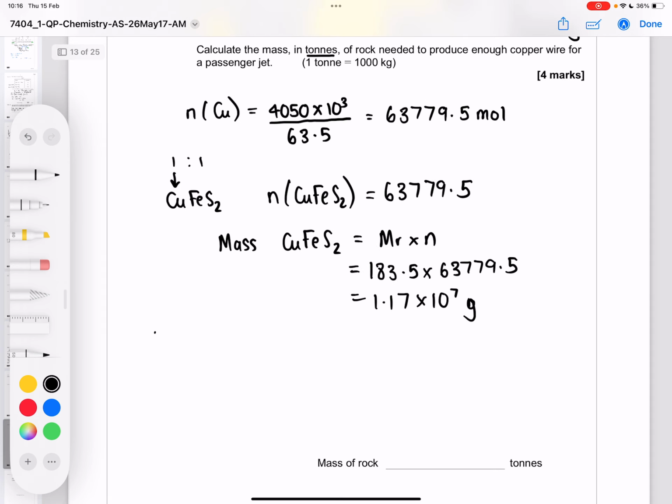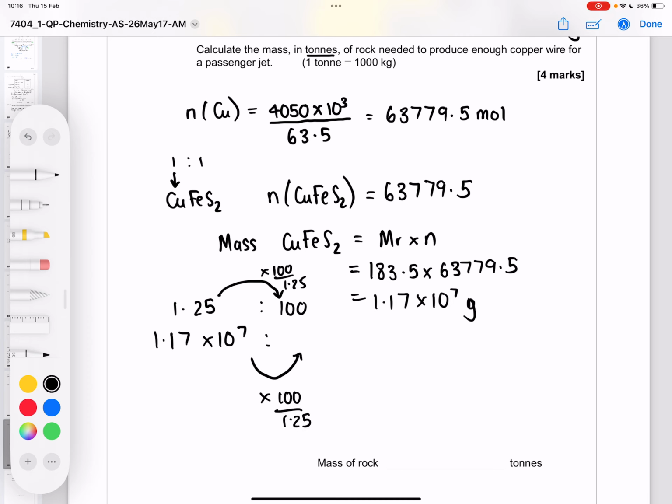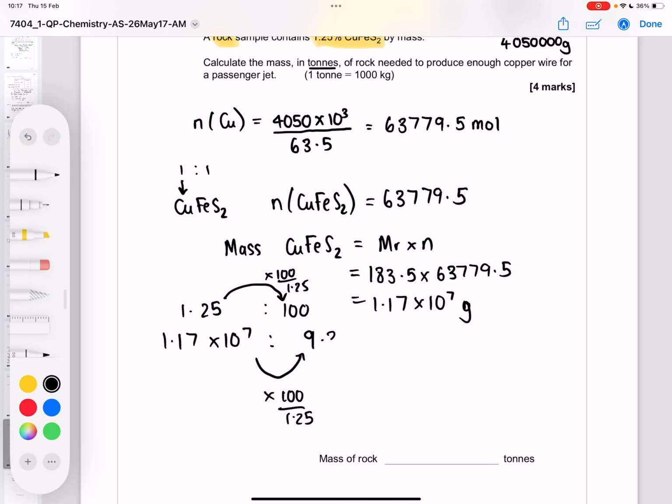So if 1.17 times 10 to the 7 is 1.25%, what's 100%? You need to multiply up, don't you, times by 100 over 1.25. So we're going to do that the same down here. We want to get bigger. It's a very big number. So we're getting to 9.36 times 10 to the 8 grams, and it wants it in tonnes. So we're going to divide by 1,000,000, and we're going to get 936 tonnes.